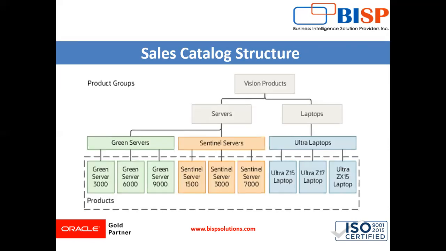Here is a diagram of the Vision Corporation sales catalog structure. The company sells laptops and two types of server, that is Green servers and Sentinel servers. Here you can see that Vision Corporation is the root product group. Under this root product group, servers and laptops are the product groups. And the boxes which are highlighted over here, that is Green Server 3000 and Green Server 6000, are the products.